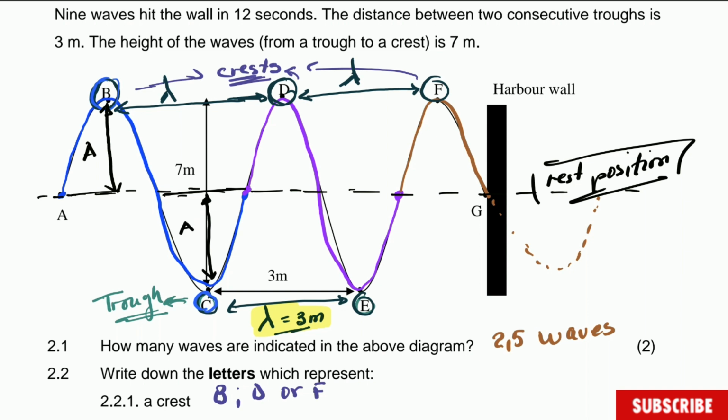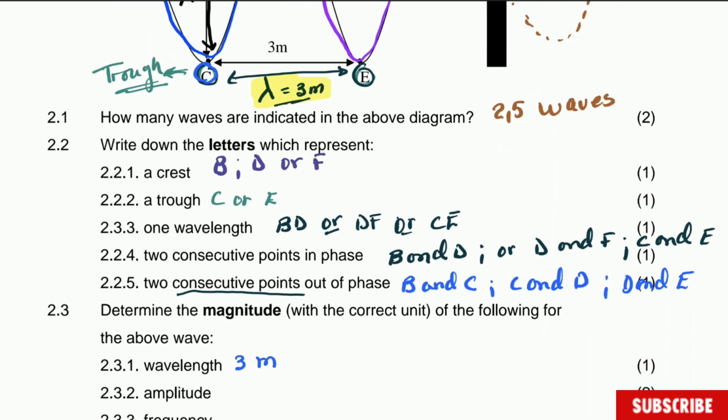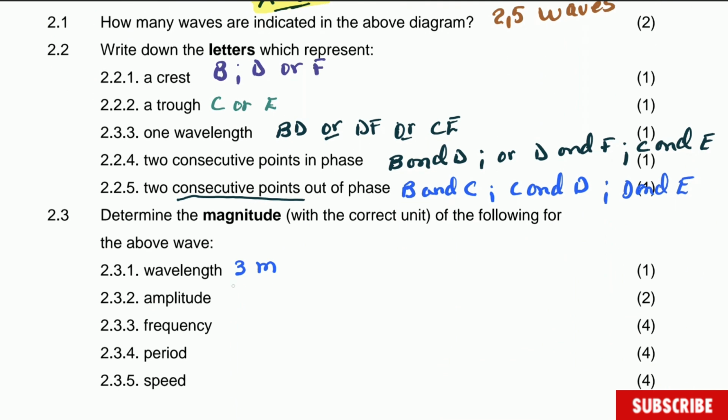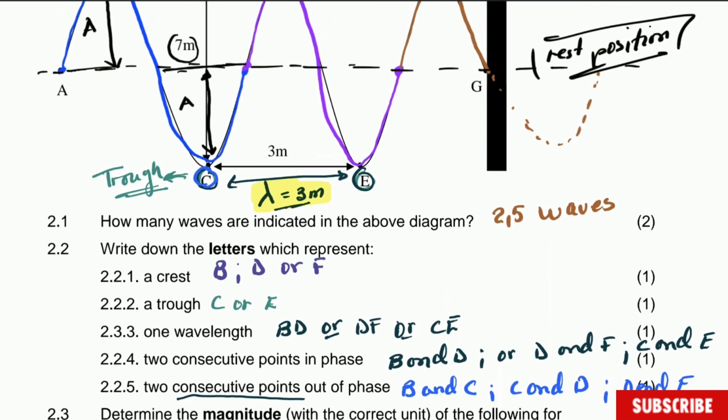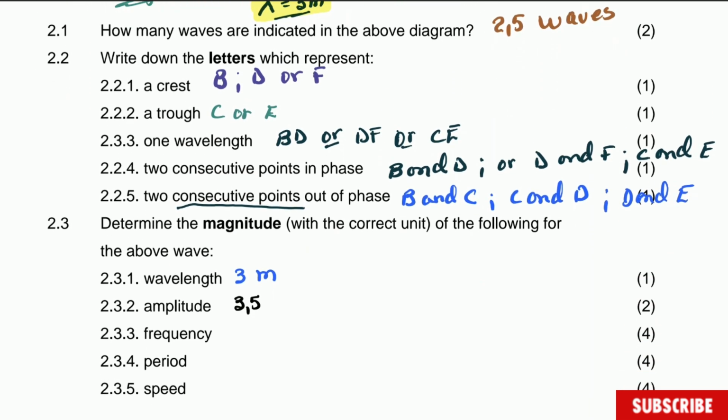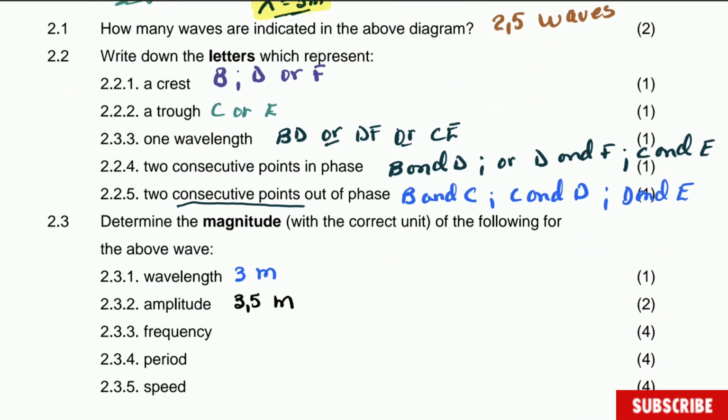Now guys, we don't have the distance, we have the total one, which is 7. So therefore that one will be half, which in other words is 3,5. So the amplitude is 3,5. They say correct unit, be careful, we must go back there, it's in meters, so it's 3,5 meters.